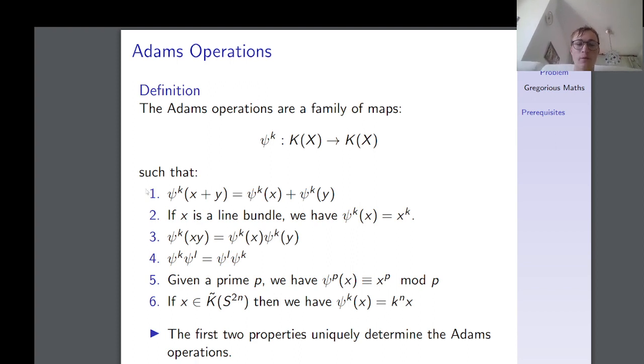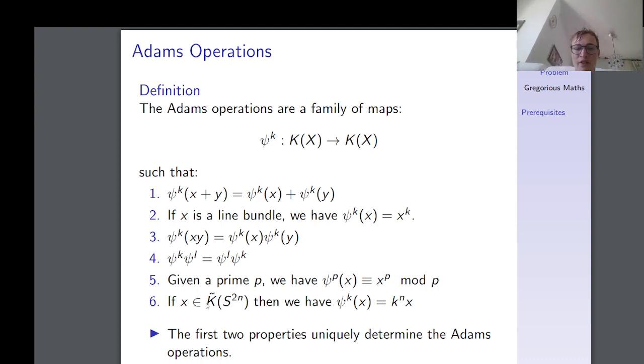So firstly, from properties 1 and 3, they are a ring homomorphism. Secondly, if x is a line bundle, which means that it's a vector bundle of rank 1, then we have that psi k of x is equal to x to the k. Furthermore, we have that it doesn't matter what order you do them in, so you could do psi k followed by psi l, and that's the same thing as psi l followed by psi k. And indeed, it turns out that this is equal to psi lk, but we don't need that for this video. So just this property here is enough. Furthermore, if p is prime, then we have that psi p of x is equal to x to the power of p mod p.